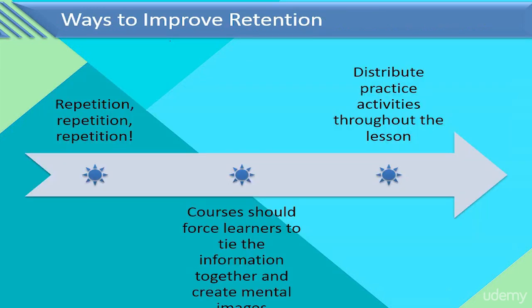So, what are some of the ways to enhance encoding and retrieval of information from the long-term memory? The answer is simple. Repetition, repetition, repetition. You should structure your courses so that they force learners to tie the information together and create mental images of the information. Distribute practice activities throughout the lesson as opposed to placing them at the end of the module. If the course is separated into multiple chunks, offer practice in each module to help learners put information into perspective.